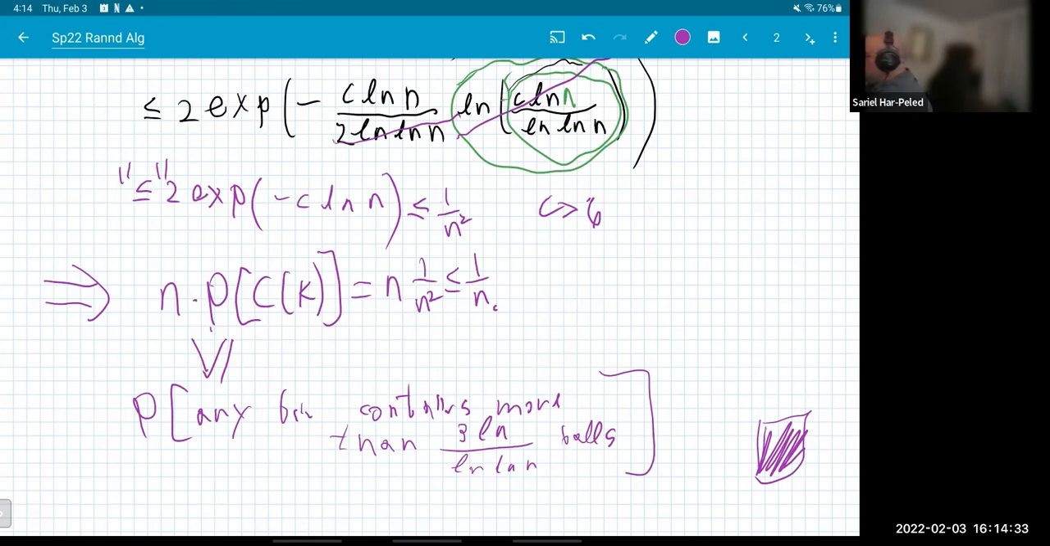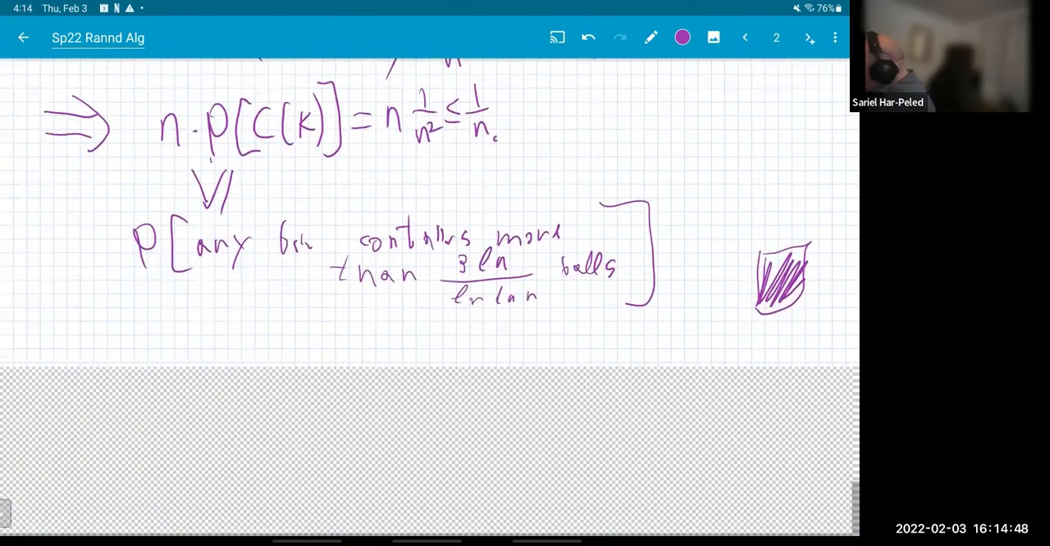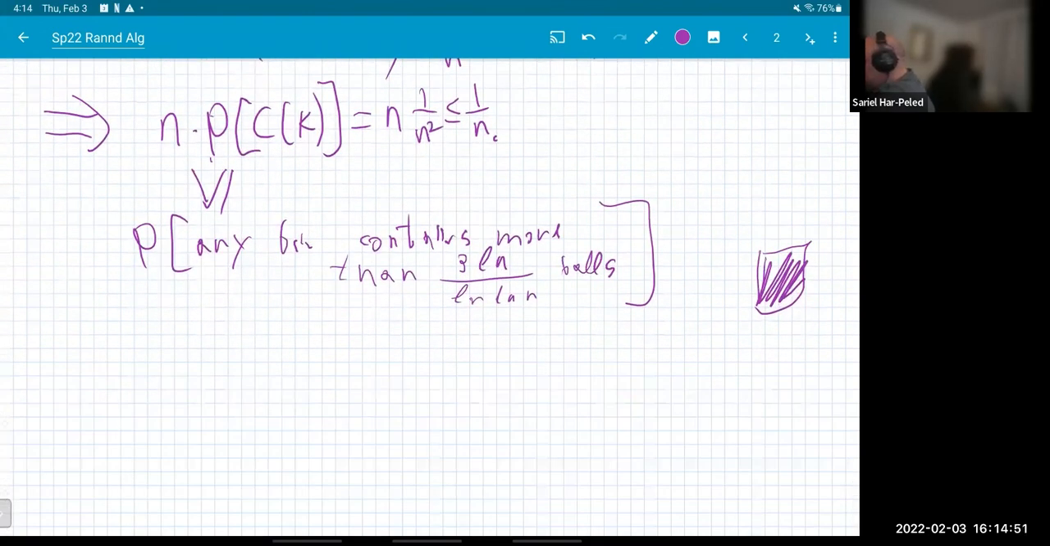So, which is kind of strange, right? Because you don't expect it, so it's a bit surprising, right? Because it somehow says that you're throwing n balls into n bins, and for n large enough, there's going to be a bin that gets quite a bit of balls, quite a reasonable number of balls, which is kind of surprising.